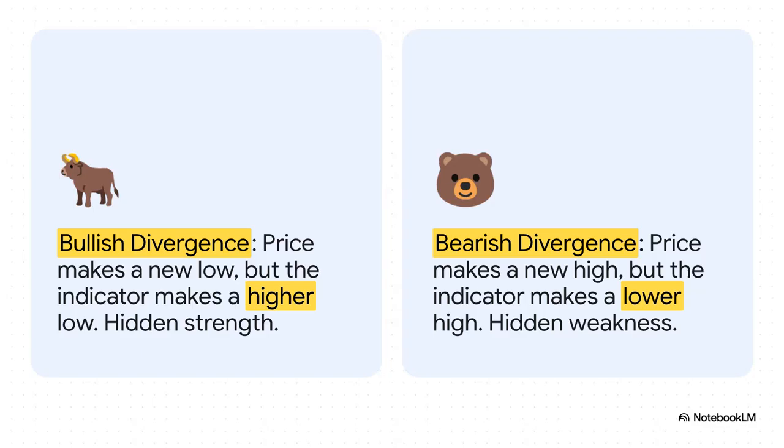And there are two main flavors of this. You've got bullish divergence. Think of it as hidden strength. The price makes a new low, but the indicator makes a higher low. That's a hint that sellers are getting exhausted. And then you have bearish divergence, or hidden weakness. The price hits a new high, but the indicator makes a lower high, suggesting the buyers are running out of gas. Spotting these can help you get ahead of major turning points.